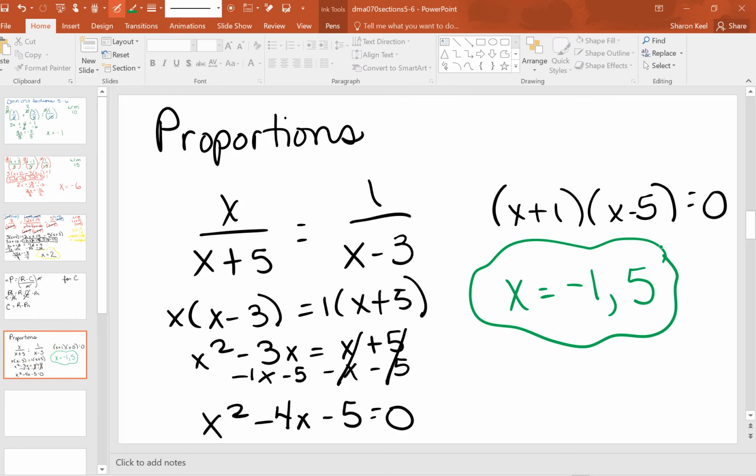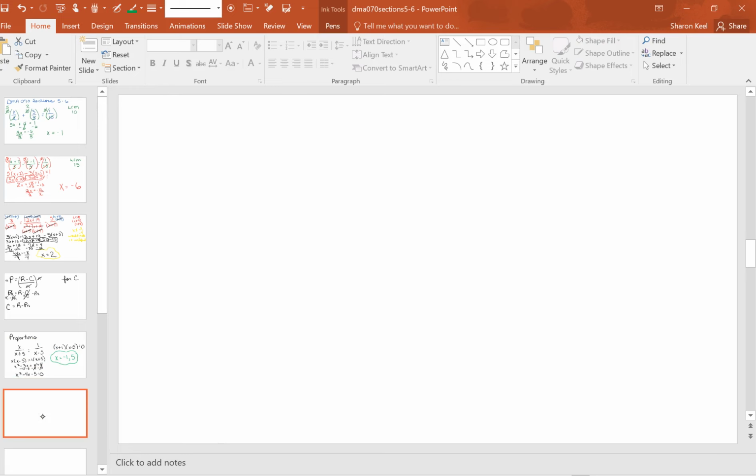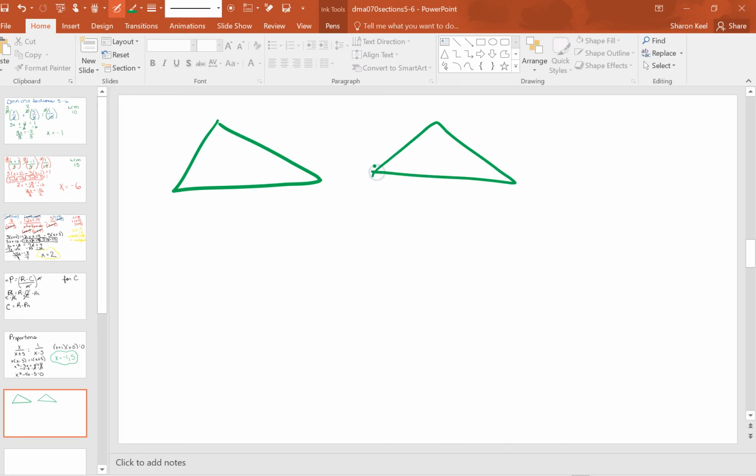You will have some problems where you may have similar images. So I have two similar triangles, and they are labeled with 15 and x. This one is 6 and this one is 8. When you have this, you just have a simple proportion. I'm going to compare the right side of this triangle with the right side of the other triangle, and the bottom of this triangle with the bottom of the other triangle.